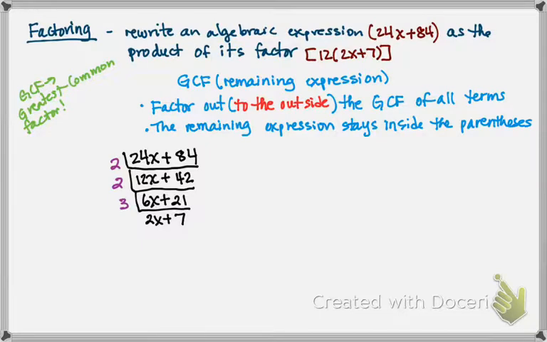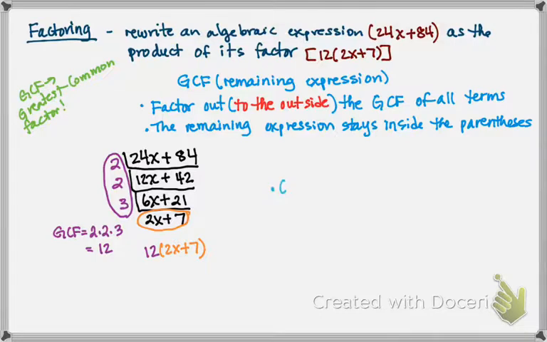Okay. So I'm going to take these guys, the vertical guys, and remember what we did before, that's your GCF. So the GCF is going to be the product of all those vertical factors. So 2 times 2 times 3, which is 4 times 3, or 12. Okay. So then we take that 12 and we multiply it by what's remaining. So that goes in the parentheses, the 2x plus 7.